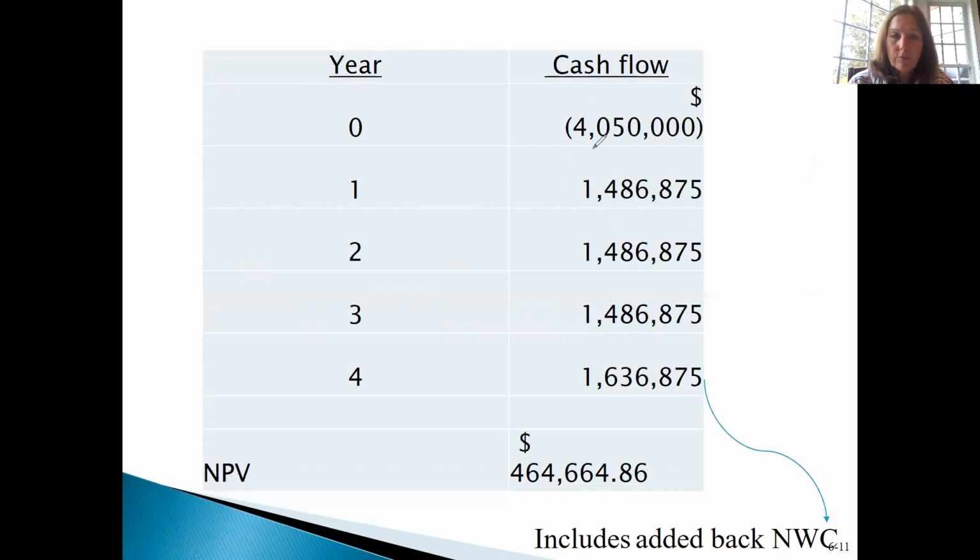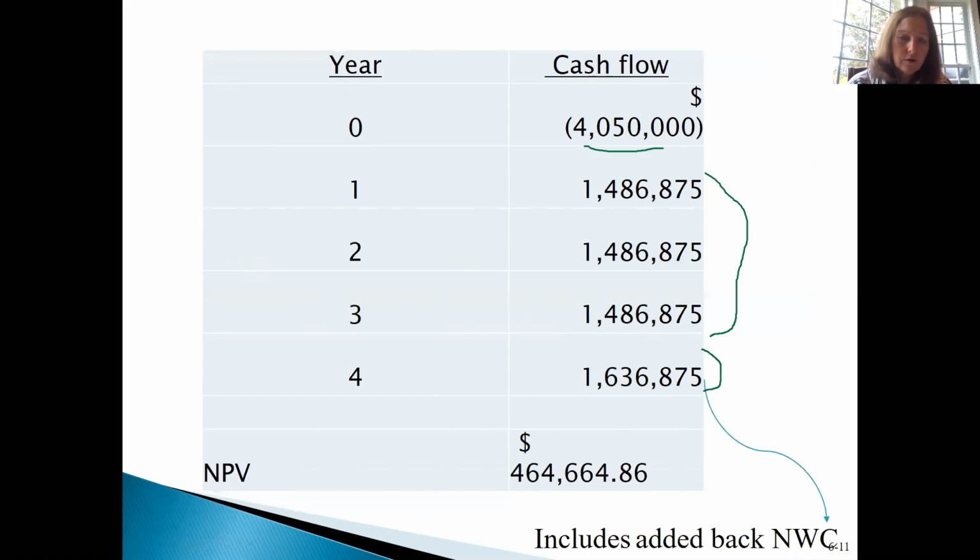So here's our cash flows. We have 4,050,000 initially, 3.9 million plus the 150,000 in working capital we have to expend. We have our operating cash flows for the next 3 years. And then in the 4th year, we have our operating cash flow plus we recover that 150,000. They tell us we have a discount rate of 13%. So when we do that calculation, we come up with an NPV of 464,664. Is this a project you should look to pursue?